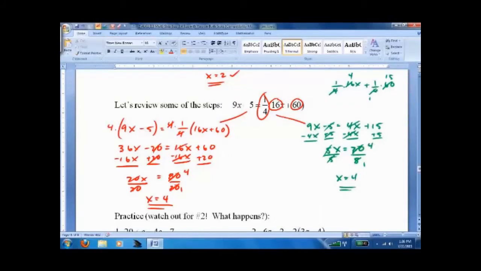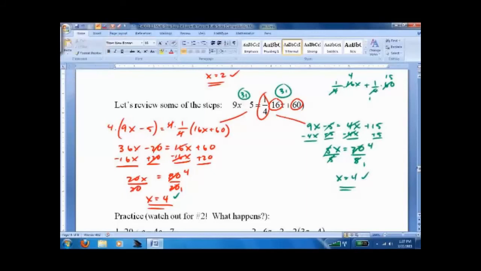Plug it back in. 9 times 4 is 36, minus 5 is 31. And 16 times 4 is 64, plus 60 is 124. I need a calculator for this. 124 divided by 4 is 31. So it looks like I made a mistake somewhere, probably in my math. 16 times 4 plus 60, 124 divided by 4. This is definitely 31, which is what I got the first time, and I just didn't realize it. Like I said, always check your work.